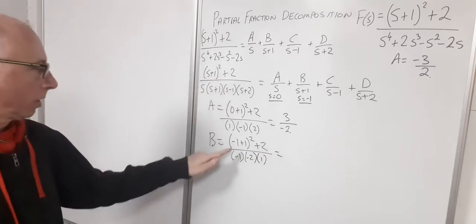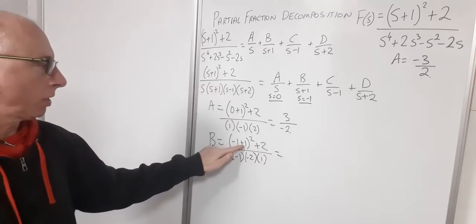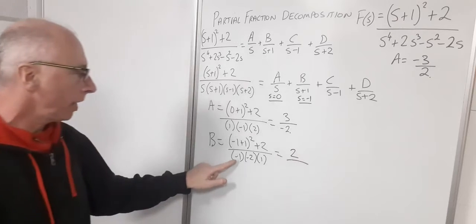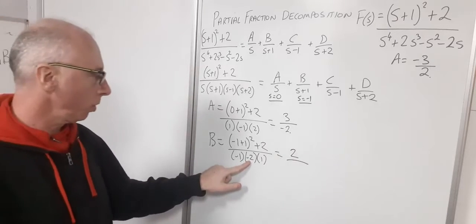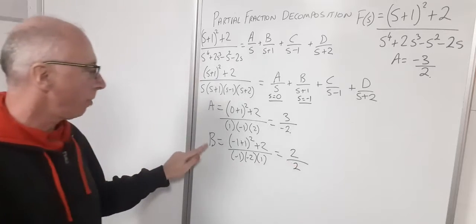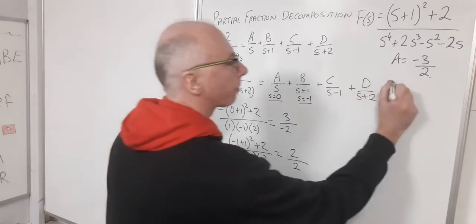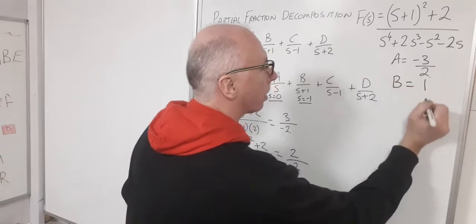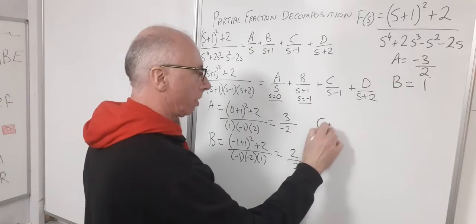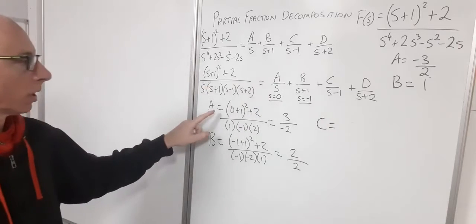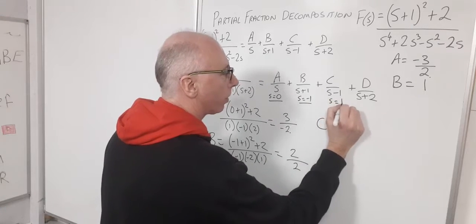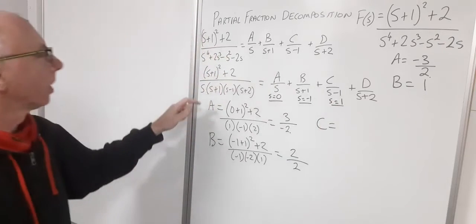So, minus 1 plus 1 squared, that's just going to be 0. So we can add 2. And then minus 1 times minus 2 is 2. And then times 1 still 2. So therefore our B will equal 1. Okay, now let's look for C. So C will equal, plugging in S equals 1 to make that one disappear.